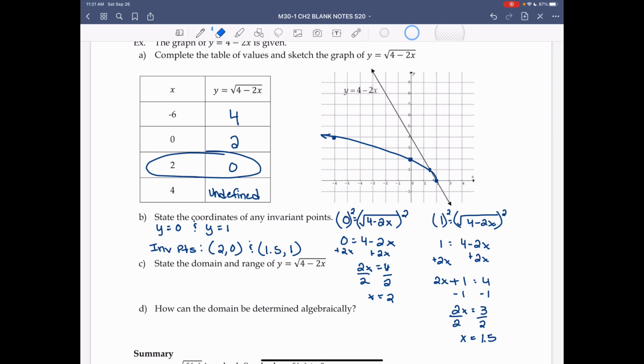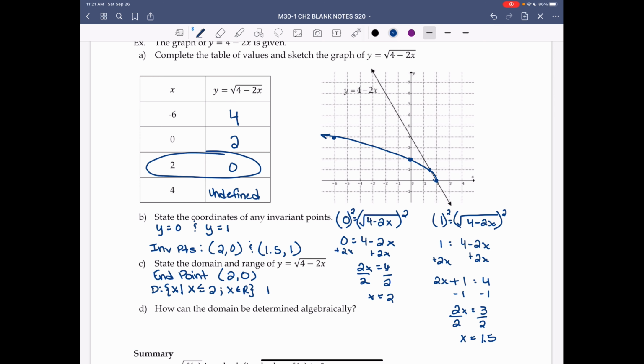Our endpoint is at x equals 2, y equals 0. And if we look at our graph, our graph is heading towards the left, so our x's are getting smaller. So our domain is x such that x is less than or equal to 2, x ∈ ℝ.